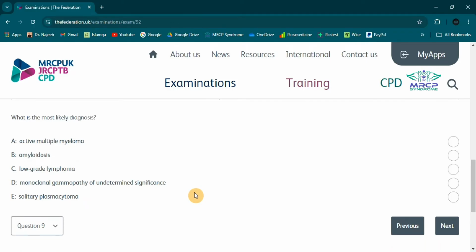What is the most likely diagnosis? Active multiple myeloma, amyloidosis, low-grade lymphoma, MGUS, solitary plasmacytoma.